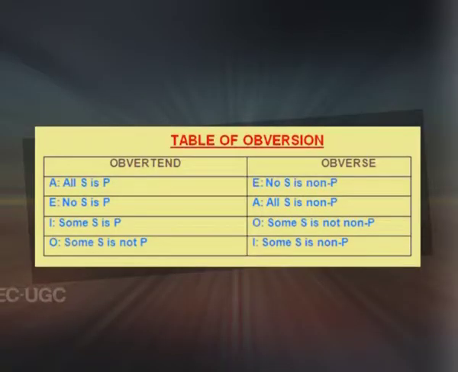Table of obversion. Obvertend: A proposition, all S is P. Obverse: E proposition, no S is non-P. E proposition obvertend, no S is P. Obverse: A proposition, all S is non-P. I proposition, some S is P. Obverse: O proposition, some S is not non-P. O proposition obvertend, some S is not P. Obverse: I proposition, some S is non-P.